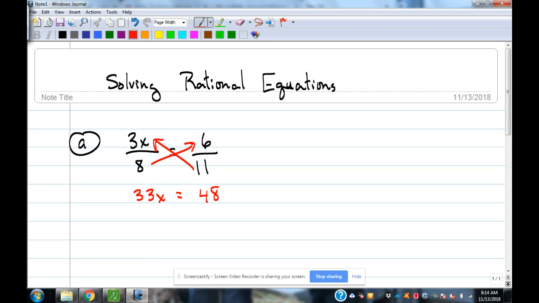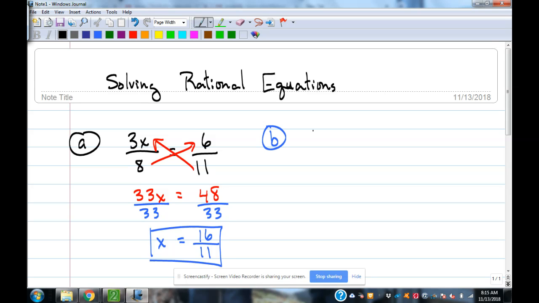And then how do you solve that? Divide by 33 on both sides. And then try to simplify that. 48 and 33, both divisible by 3. 3 goes into 48 16 times, 33 11 times. And there we found our answer. So there we solved a rational equation. If it's just one fraction on one side and one fraction on the other side of the equal sign, that same process can be used.